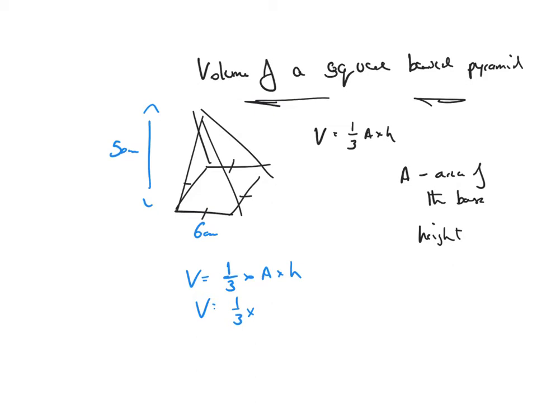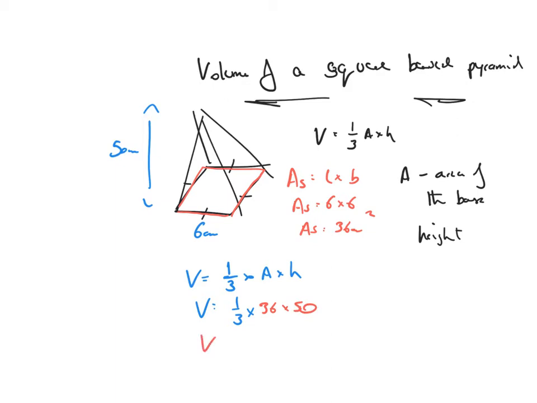Well, we can see clearly that the length of one of the sides of the square is 6 centimetres. Now, since it's a square base, all these lengths must be 6 centimetres. So to find the area of the square, it's just length times length, or length times breadth, but they're both the same, 6 times 6. So the area of the square then is 36 square centimetres. So it's 1/3 times 36 multiplied by 50.